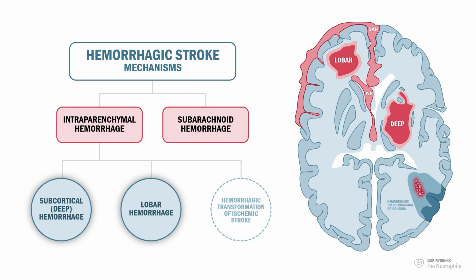Here's an imaging-based organization of all the pathologies. Subarachnoid hemorrhages occur in the subarachnoid space, with saccular aneurysms being a key cause. Intraparenchymal hemorrhages occur within the brain parenchyma and can be subdivided into subcortical, or deep, and lobar. There's also hemorrhagic transformation of ischemic stroke, which can occur anywhere in the brain. Anywhere there is ischemia, that is. Hemorrhagic transformation is usually easier to diagnose because it presents as small amounts of hemorrhage within the larger necrotic ischemic core.